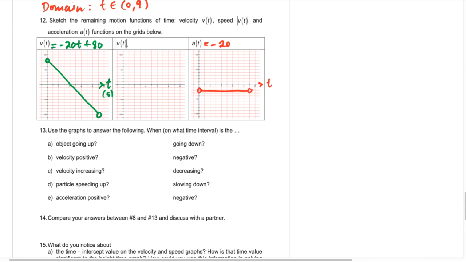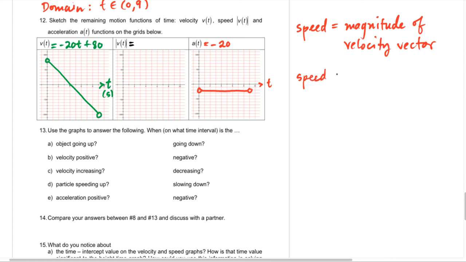There is one sketch remaining, and this function here is the speed function. Speed is the magnitude of the velocity vector. And if we have a vector in 2 dimensions, we find magnitude by using the Pythagorean theorem. When we have only 1 dimension, magnitude is the same as the absolute value. So speed in 1 dimension is the absolute value of velocity.